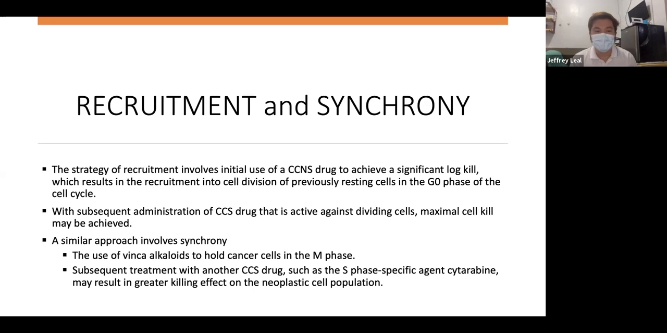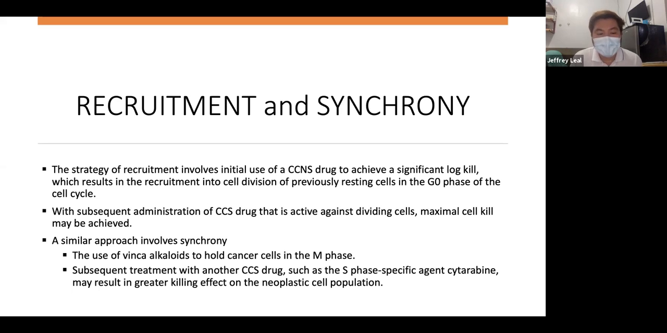We have also the strategy of recruitment and synchrony. It involves the initial use of a cell cycle non-specific drug to achieve a significant cell kill, which results in the recruitment into cell division of previously resting cells in the G0 phase of the cell cycle. And with subsequent administration of your cell cycle specific drug that is active against the dividing cells, maximal cell kill may be achieved.